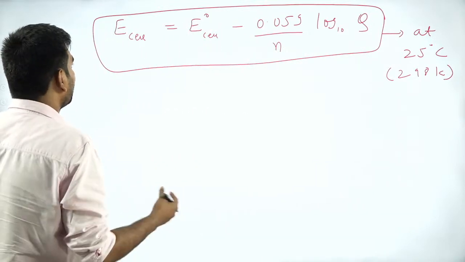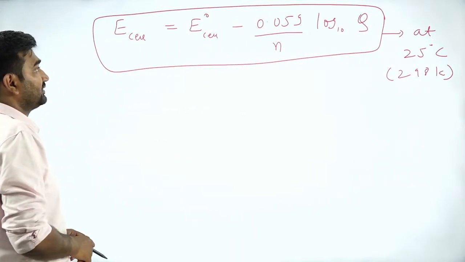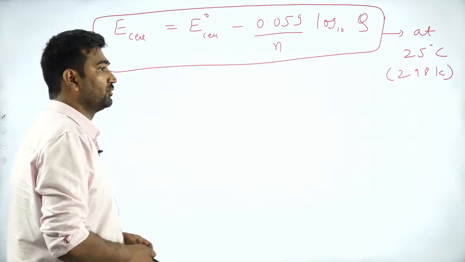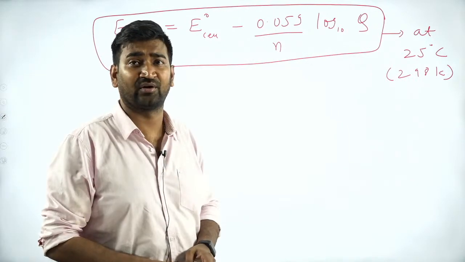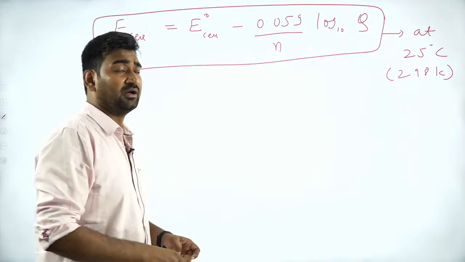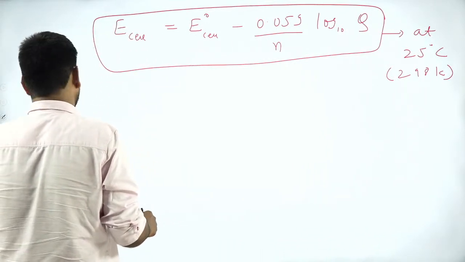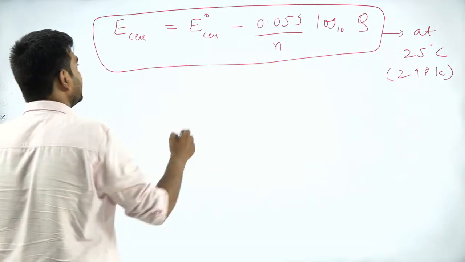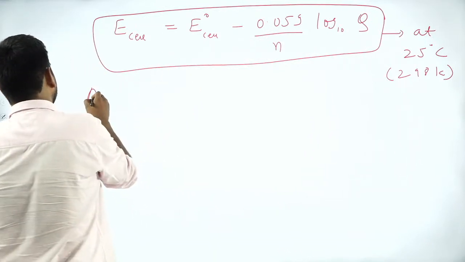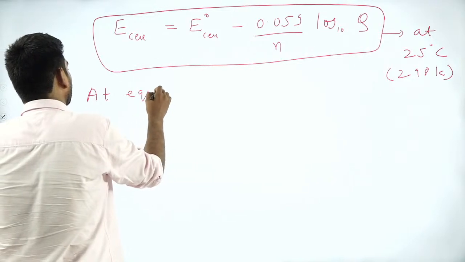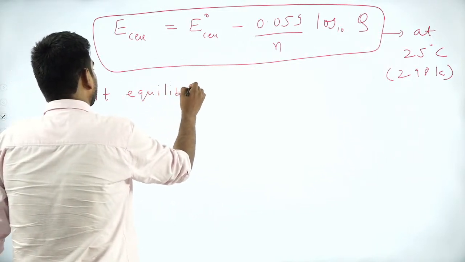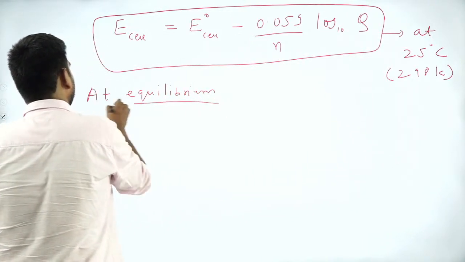Now from here, one more thing I want to tell you: sometimes the question can ask you for the equilibrium constant calculation also. They will ask you what the equilibrium constant is. So how will we find the equilibrium constant? It is like at equilibrium. At equilibrium, what happens, do you know? At equilibrium, the rates become equal, right?